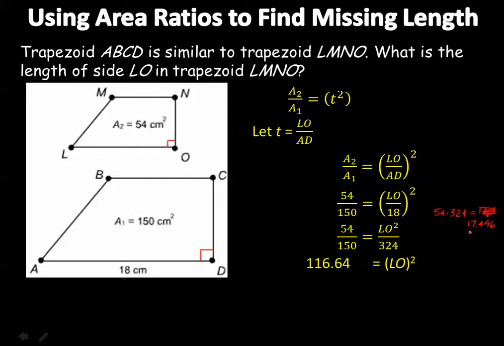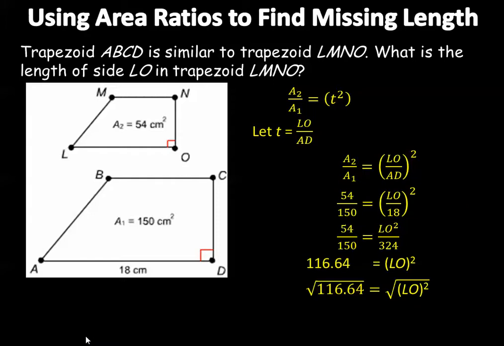And so then when you divide that by 150, you're going to get 116.64. Ran out of room again. There we go. Just to show you how I got to that step right there. So anyway, we cross multiplied and divided. We got 116.64 equals LO squared.